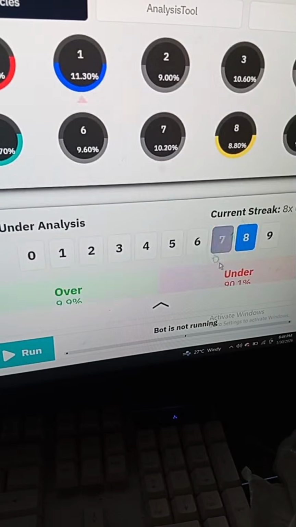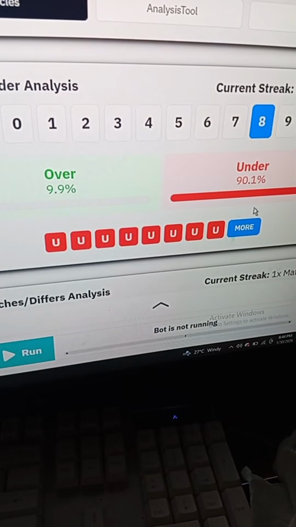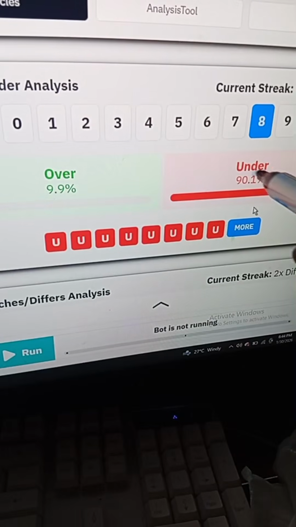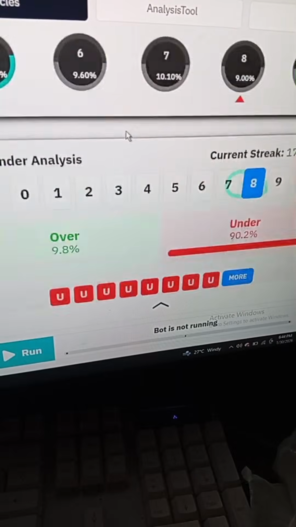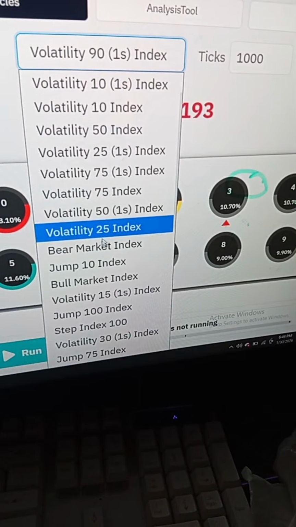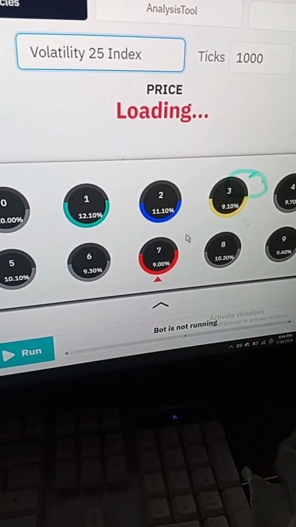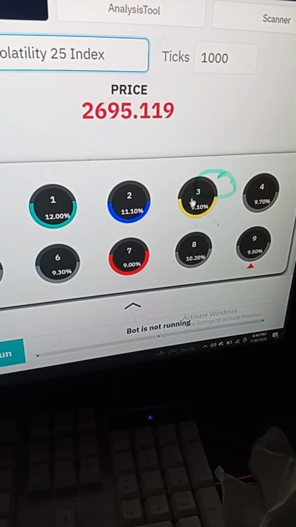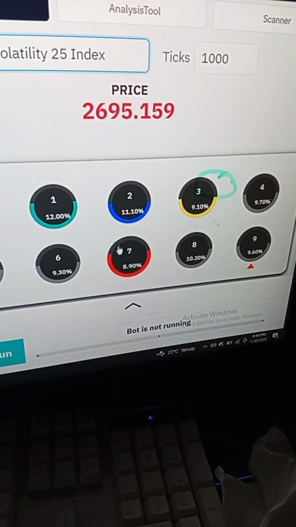Oh, okay. But the problem is that now this percentage is leaving us. See, this one is going away. So that again can be a bit tricky. Let me compare with 25 index and see which one between the two is actually much better.